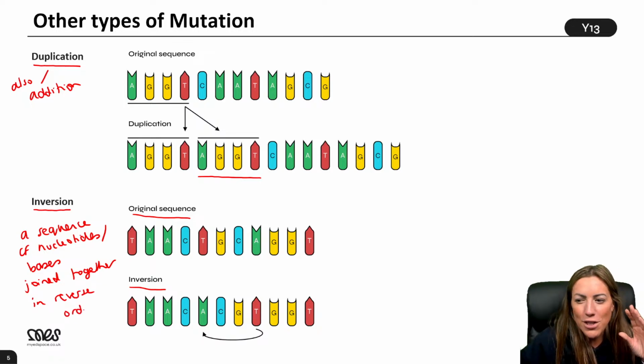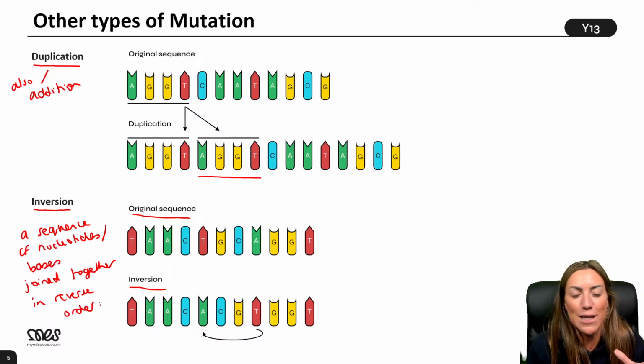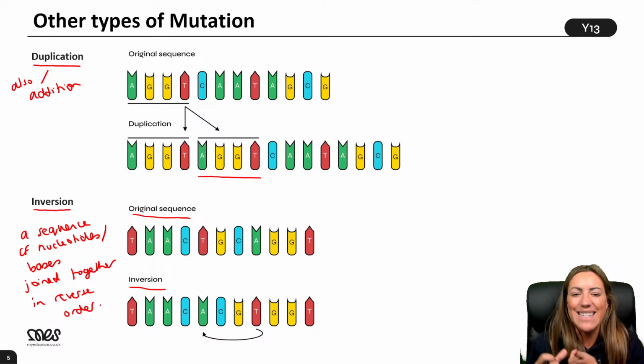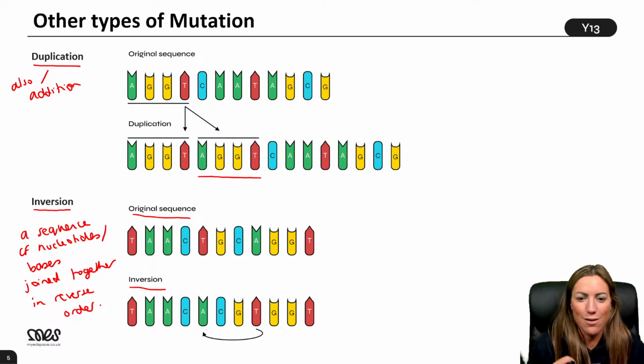I've never seen a question asking for a definition, by the way, so don't worry and think, how do we describe this? You're not going to be asked to describe it. You're just going to be asked to name it or spot it or highlight it.